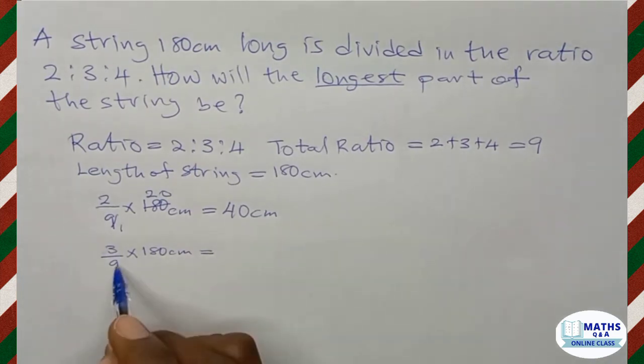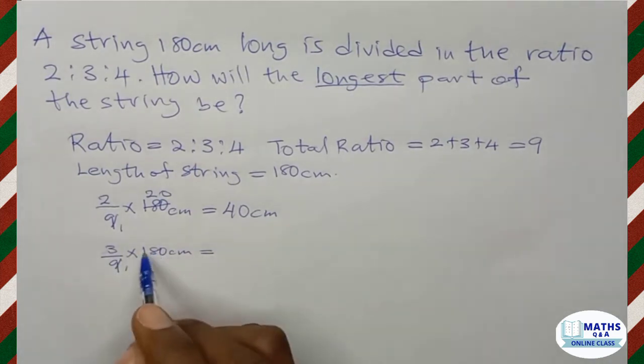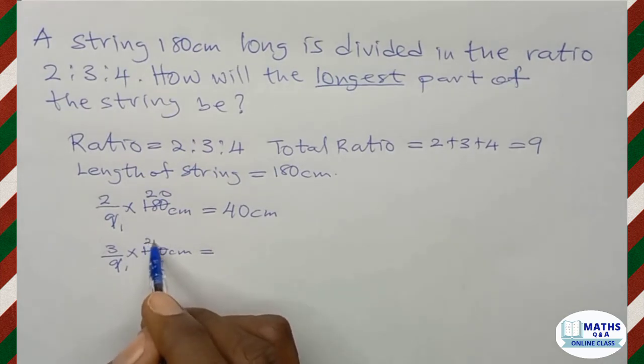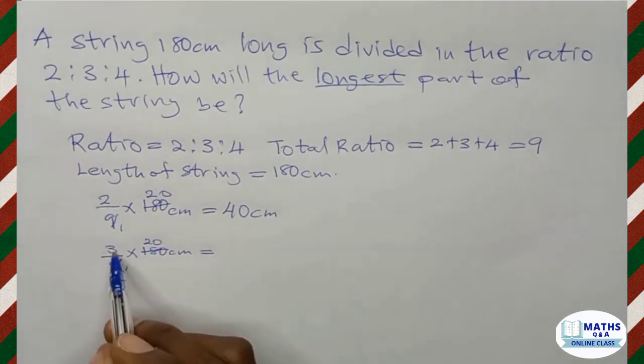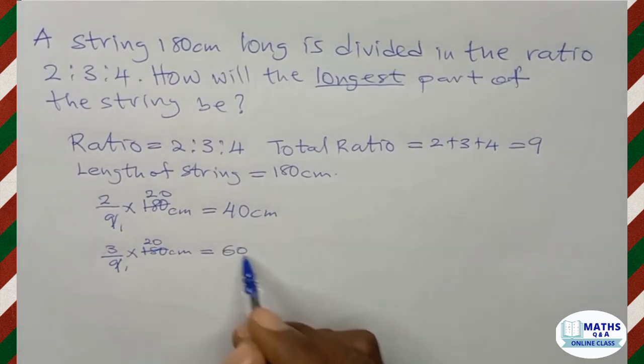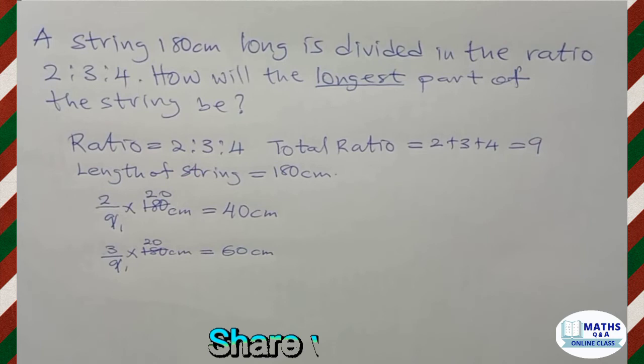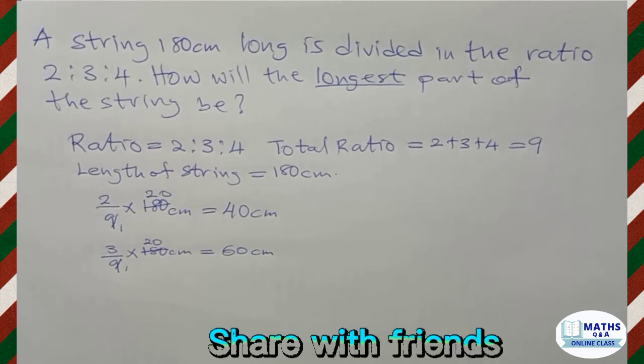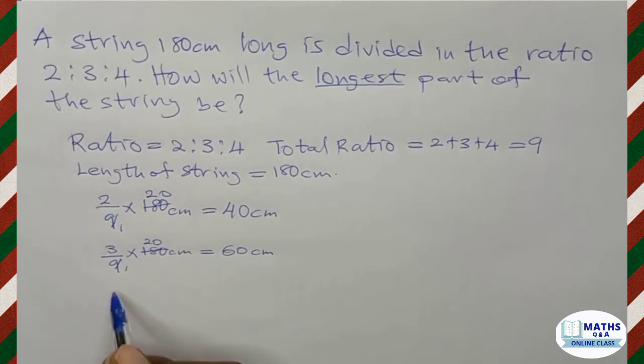So we have 3 divided by 9, which is the total ratio, times 180 centimeters. Let's break that one also down. 9 divides itself 1, divides 180 20 times. 3 times 20 is going to give us 60 centimeters. Now the last part of the ratio, we have 4.